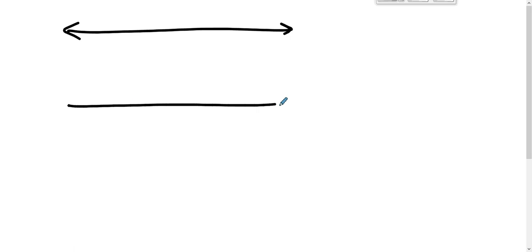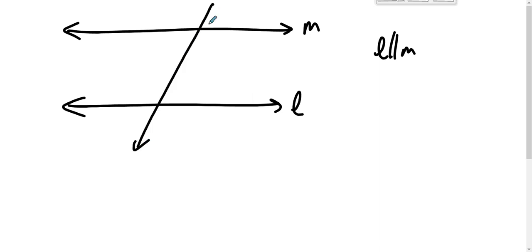So I only have one example that I'd like to do, and it involves this figure. A couple of lines, L and M. L is parallel to M, and they're intersected by a transversal T.